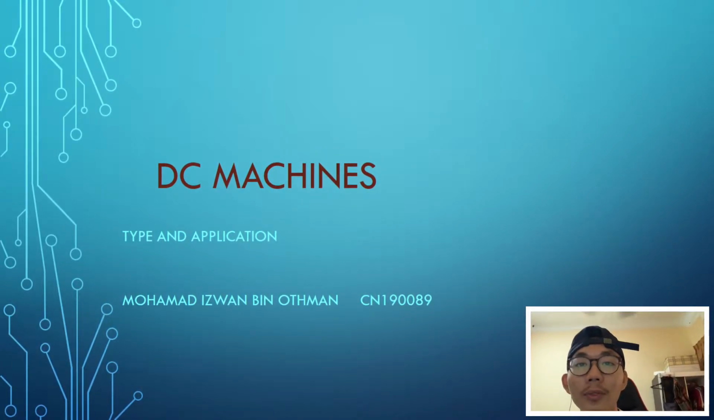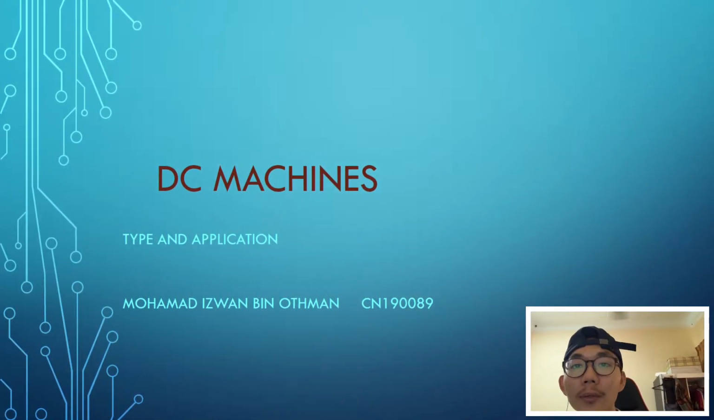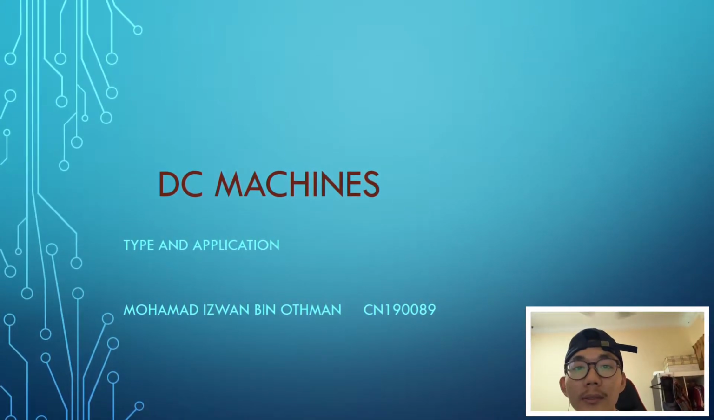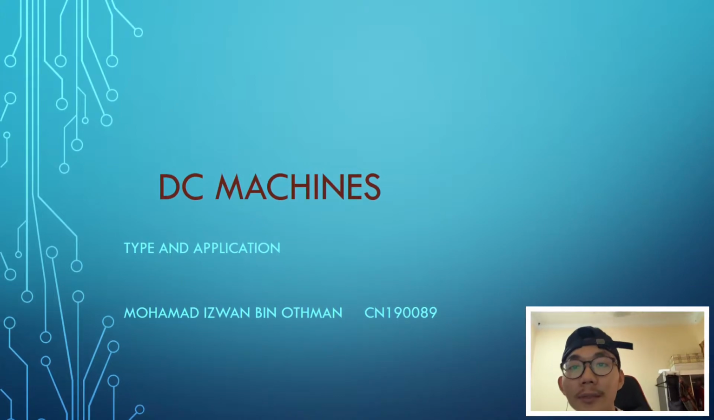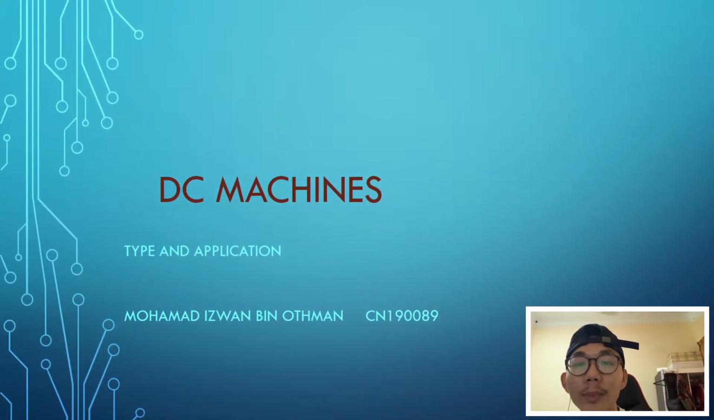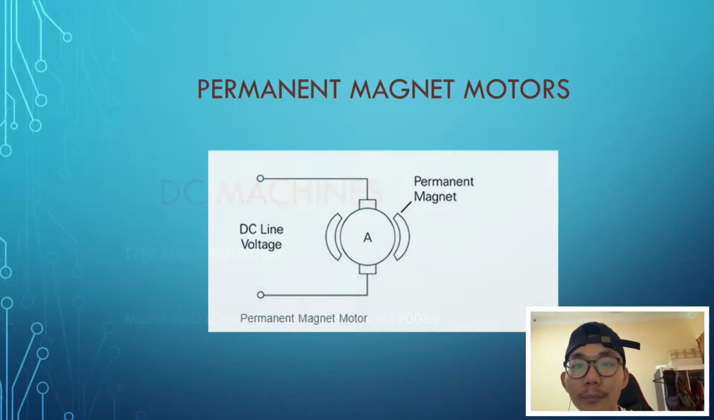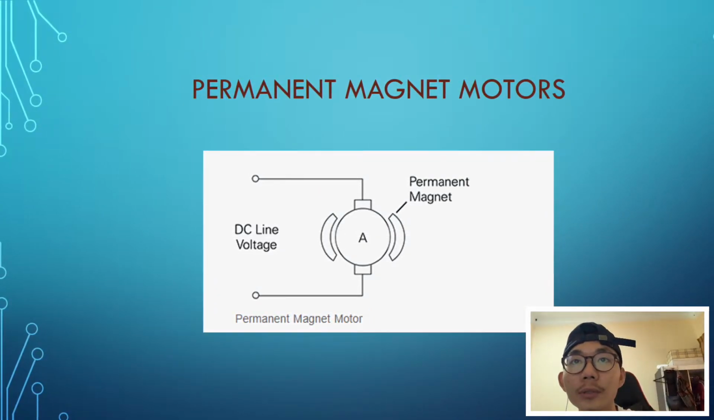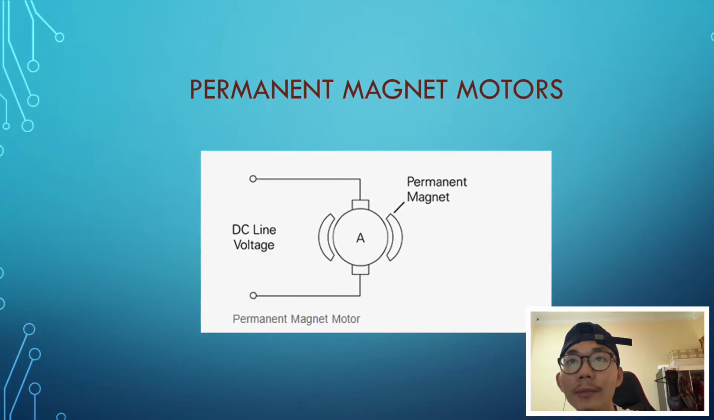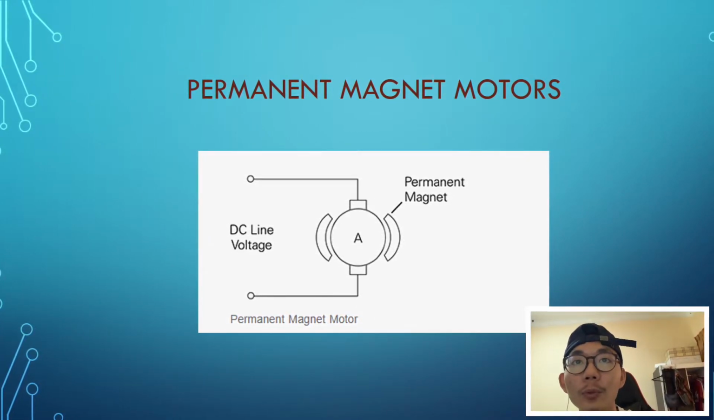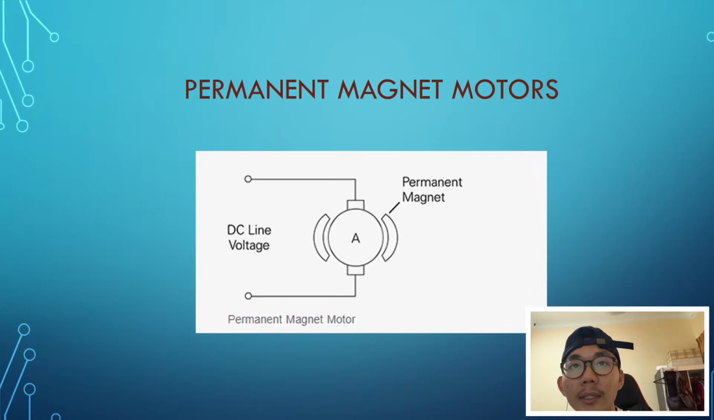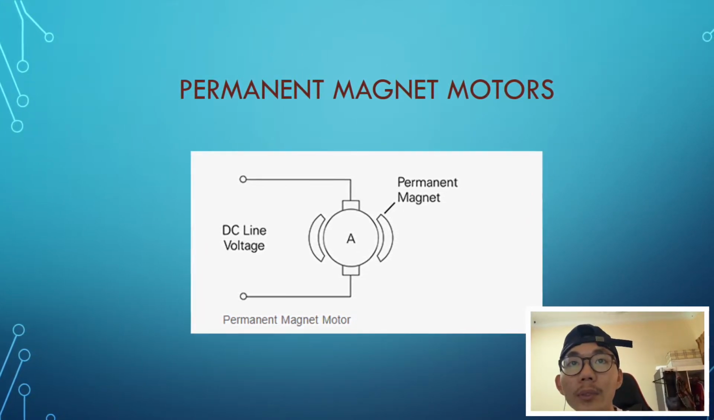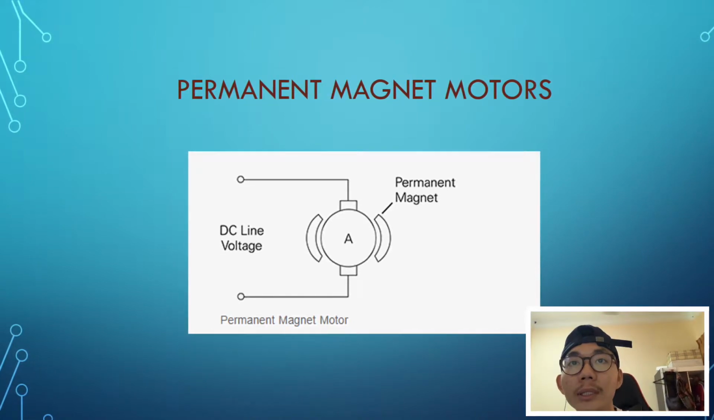CN190089. Today I will present about 4 types of DC machine and their applications. The first one is permanent magnet motor. Permanent magnet motor uses a magnet to supply field flux. Permanent magnet DC motor has excellent starting torque capability with good speed regulation.